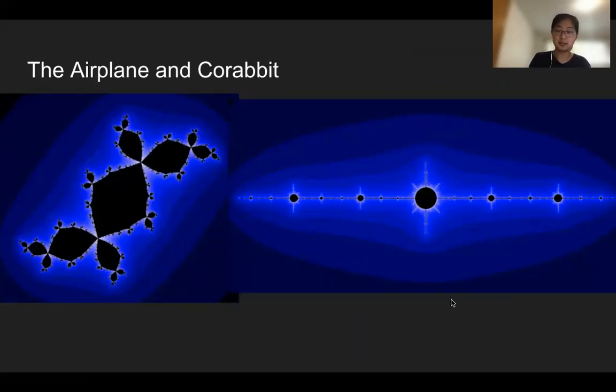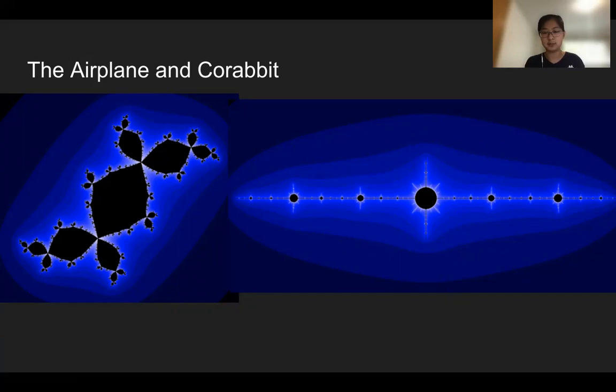On the left side is the co-rabbit. So it looks like the rabbit, but sort of just put on its side. And again, you see the 2 ears coming out. And on the right side, we have the airplane polynomial, where you see this Julia set that looks kind of like an airplane. Okay, so now this is kind of disappointing, right?